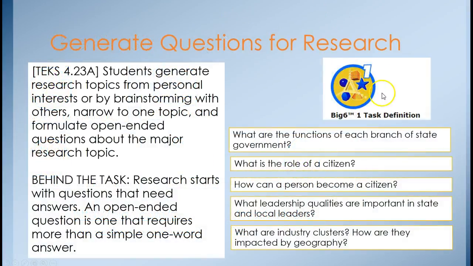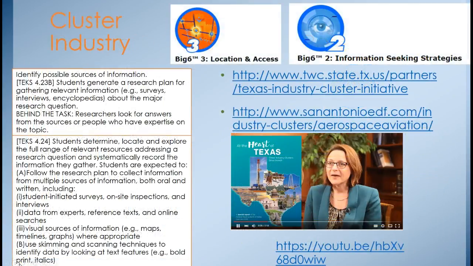The first one, Big Six 1, is creating questions. With your social studies guided questions, you don't really have to generate any questions for research. What are the functions of each branch of state government? What is the role of a citizen? How can a person become a citizen? What leadership qualities are important in state and local leaders? What are industry clusters, and how are they impacted by geography? Those are just a few of those mentioned in the unit overview. The research starts with the questions that need to be answered, and these are some great questions to start with. Then it's about locating the information: seeking strategies, and then location and access.